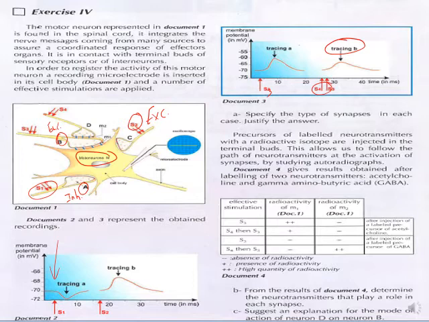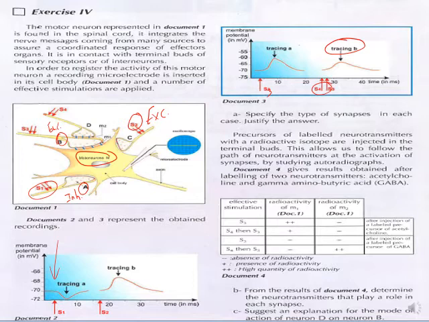Let's move now to the precursor of labeled neurotransmitters. Precursors of labeled neurotransmitter with radioactive isotope are injected in the terminal buds. This allows us to follow the path of neurotransmitters at the activation of synapses by studying autoradiographs.